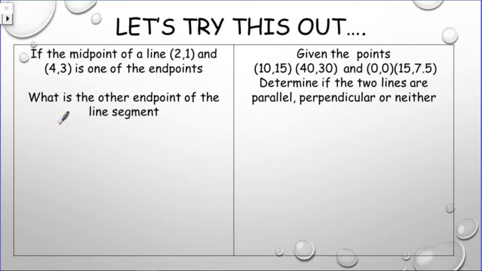So this time they're giving us: if the midpoint of a line is (2, 1) and (4, 3) is one of the endpoints, what is the other endpoint of the line segment? So I'm going to draw a picture.